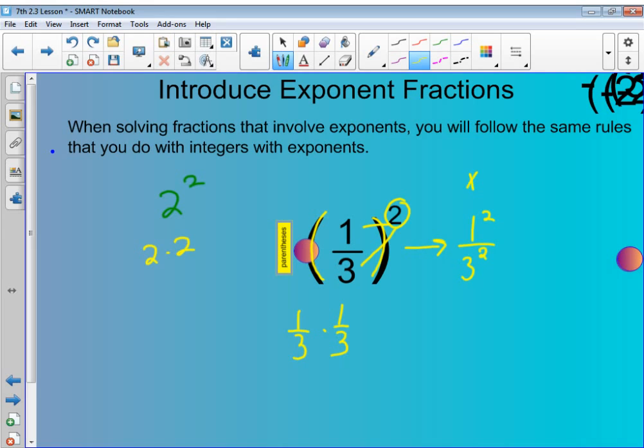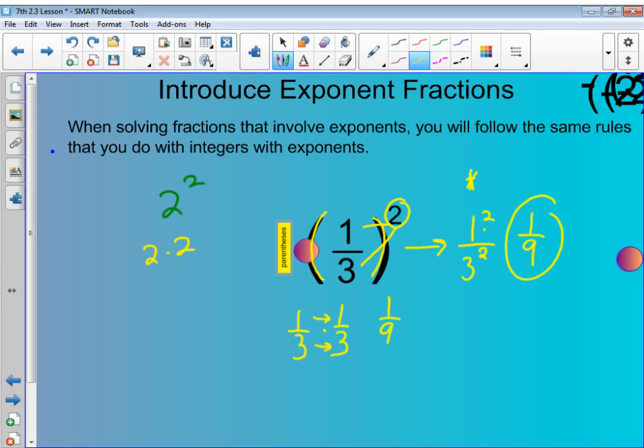Now this is the method I prefer just because it's less writing and it's also something very easy for me to do, because when I was younger, fractions always frustrated me. So when I go through and I do this, 1 times 1 or 1 squared is 1, 3 squared is 9. So we get 1/9. See how I would get the same thing here?